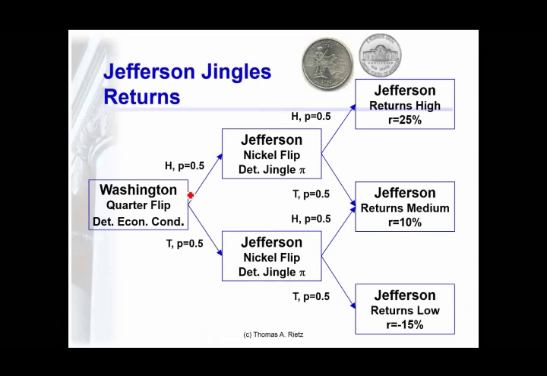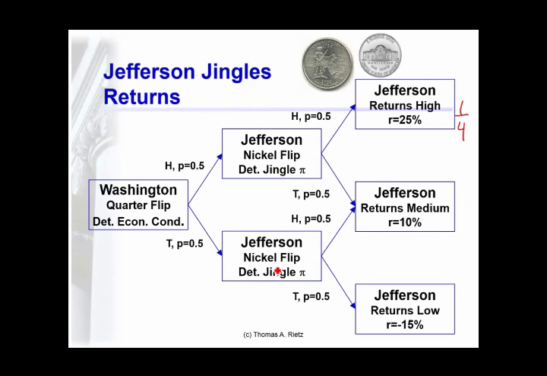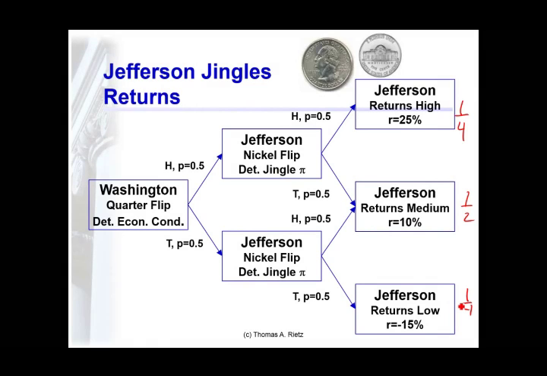Just like Roosevelt Routers, Jefferson Jingles is affected by economic conditions, good or bad, probability of each a half. Good decisions in a good economy lead to a 25% return a quarter of the time. Bad decisions in a good economy lead to a medium return. Bad economy but good decisions also lead to a medium return. Bad economy, bad decisions leads to a low return. These are two probability distributions.